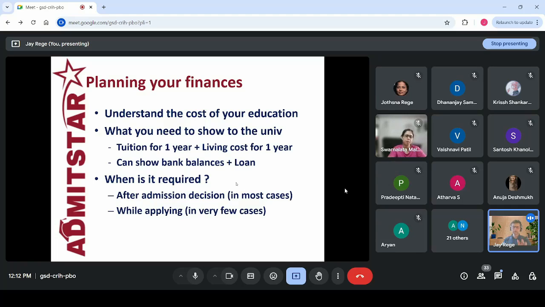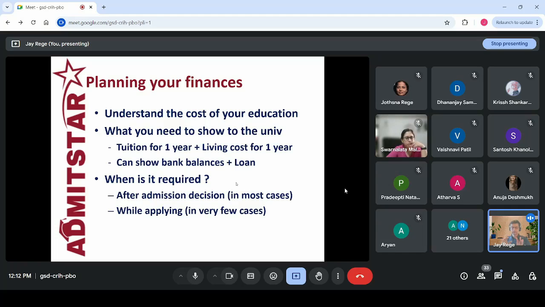As per the university's website, whatever their estimated living cost is, you have to show that much funds available with you, plus the 1 year of tuition, so that you can basically get your I-20. So it is a very simple requirement.